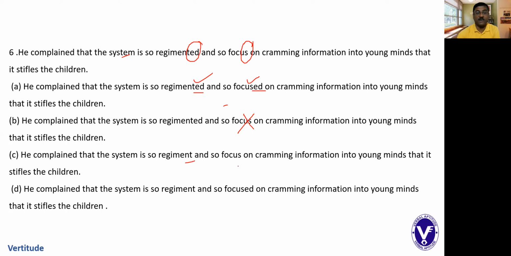You will say, sir, regiment written and focus written might be right, but since the sentence requires that he complained that the system is so regimented and so focused, the sentence requires regimented, because it is describing it. Again, that's why it is eliminated. So we have option A as our right answer. Clear?